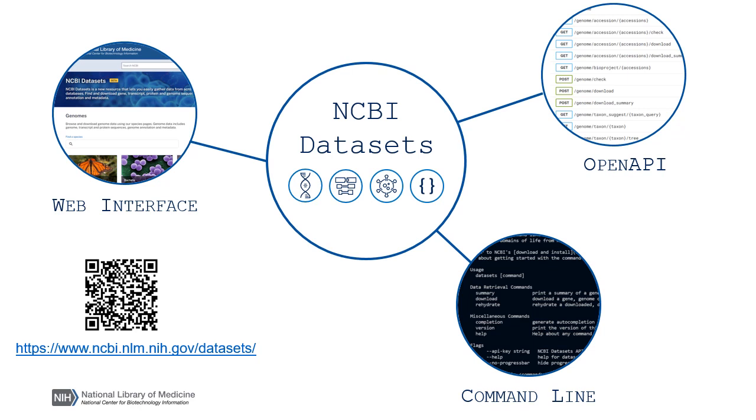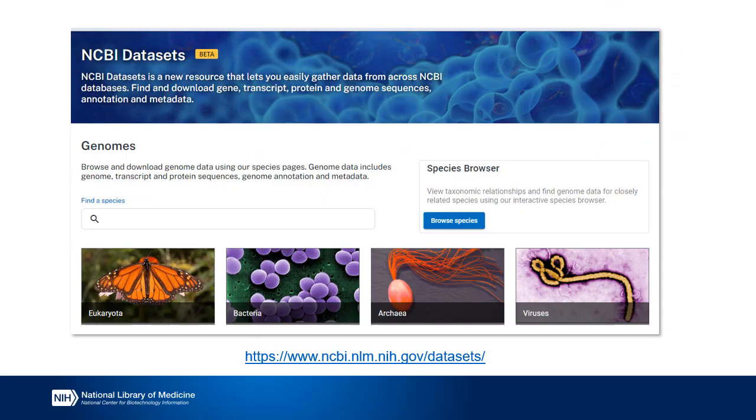With Datasets, users can access data and metadata from our user-friendly web interface or programmatically through our open API or command line. From the web interface, you can easily visualize the number of genomes available for your taxon of interest, browse and download genes and genomes. For larger downloads, we recommend using the API or the command line tool. I'll talk more about our command line tools later in this presentation.